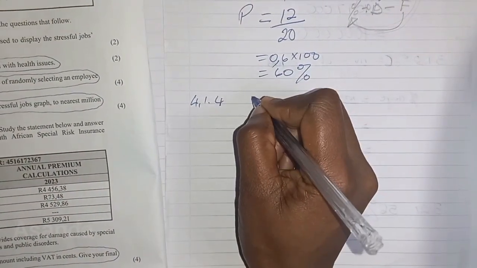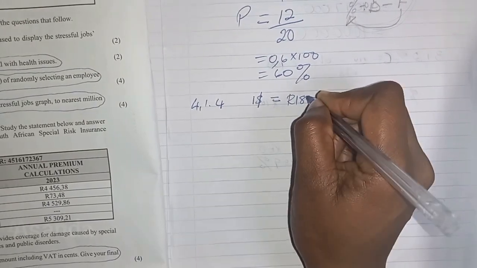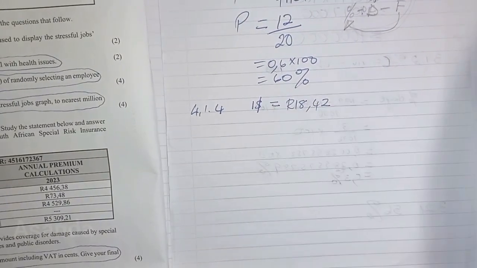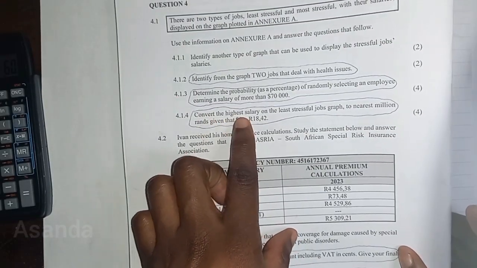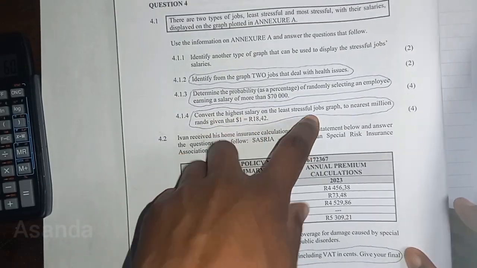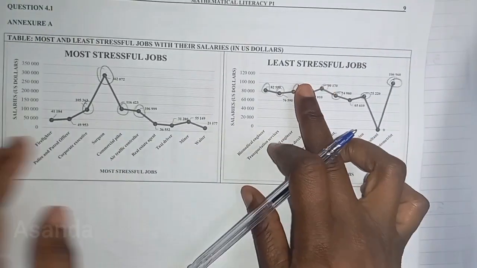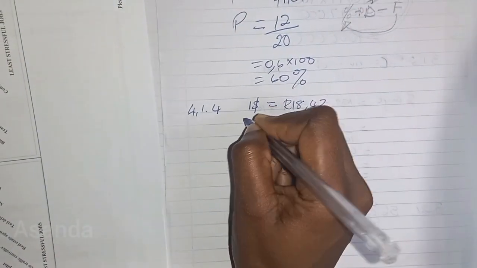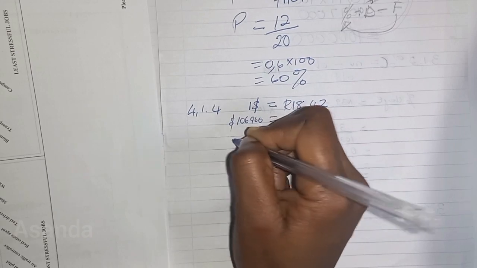4.1.4, we have $1 is equal to 18 rands and 42 cents. Then they said convert the highest salary of the least stressful job. Highest salary, least stressful: there it is, $106,960.